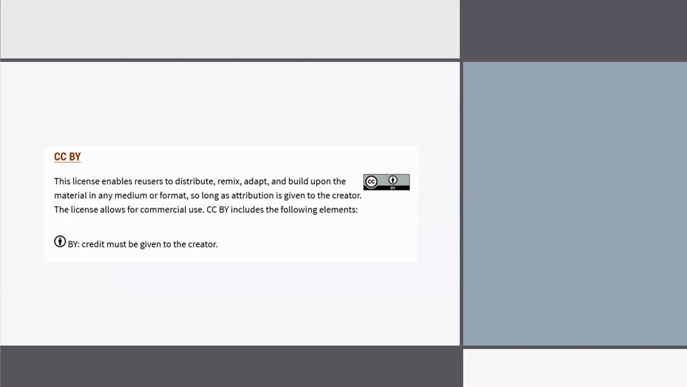The only restriction really is that you have to give credit to the original author, the original person that made the materials that you adapted or changed. This is just like when you do APA or MLA citations. When you take information, you have to give credit to the original author.